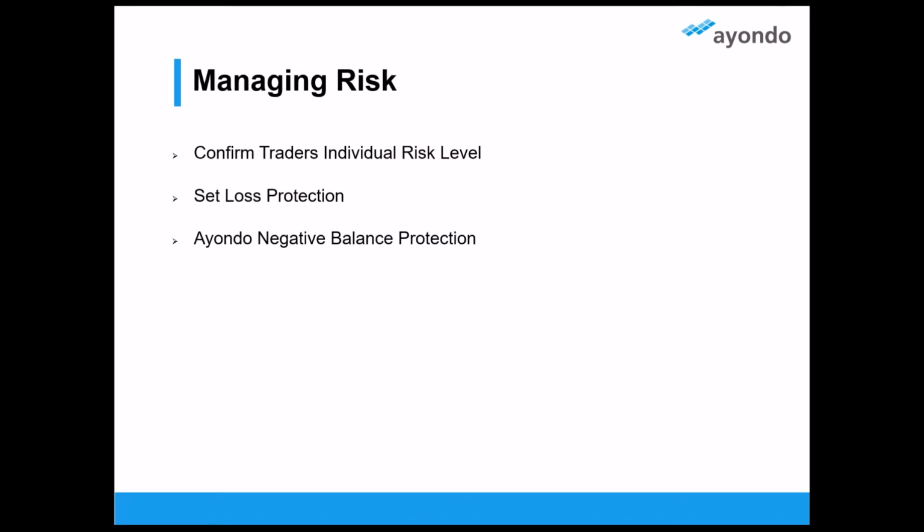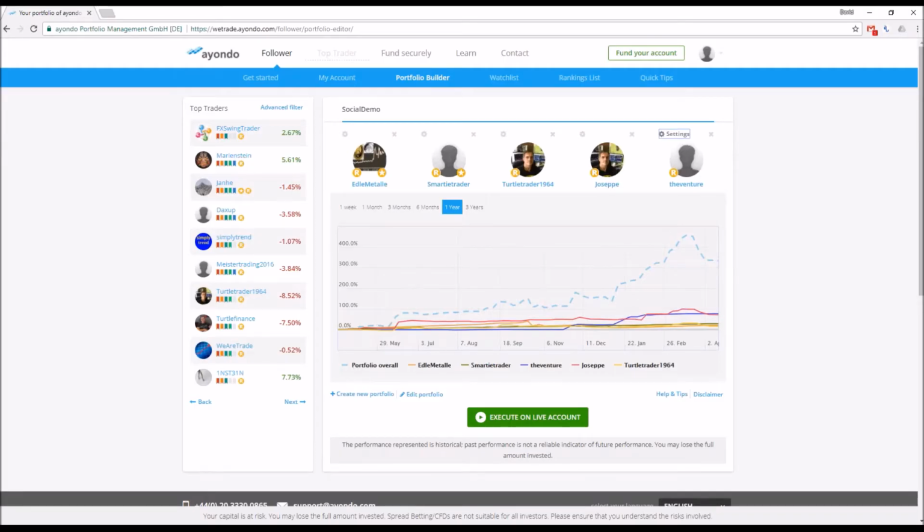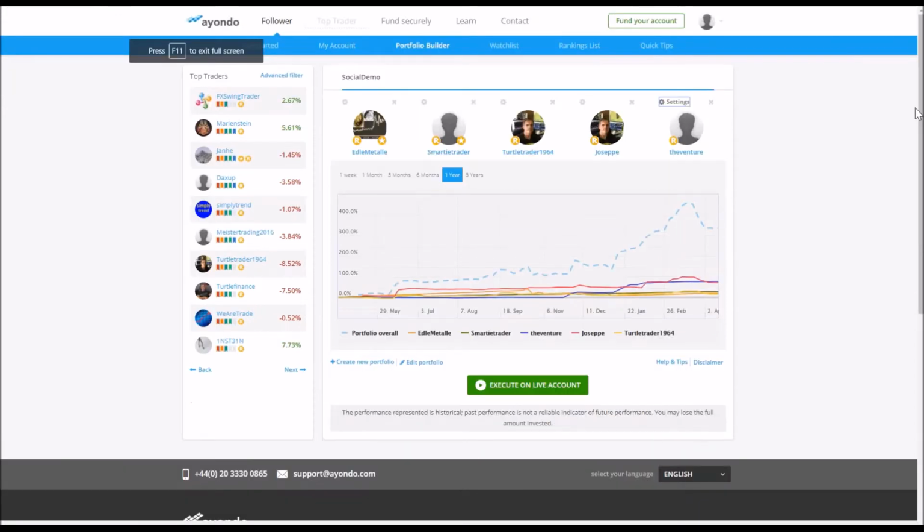The next thing we can do is set loss protection, and I'll also talk about this Aondo negative balance protection. If you've ever traded contracts for difference or spread betting, you'll know there is the classic risk warning: you should be aware you can lose more than your initial deposit. So you could put £5,000 in an account, but because you're trading using leverage, if you have a massive market move against you, the risk is you can lose more than your initial deposit.